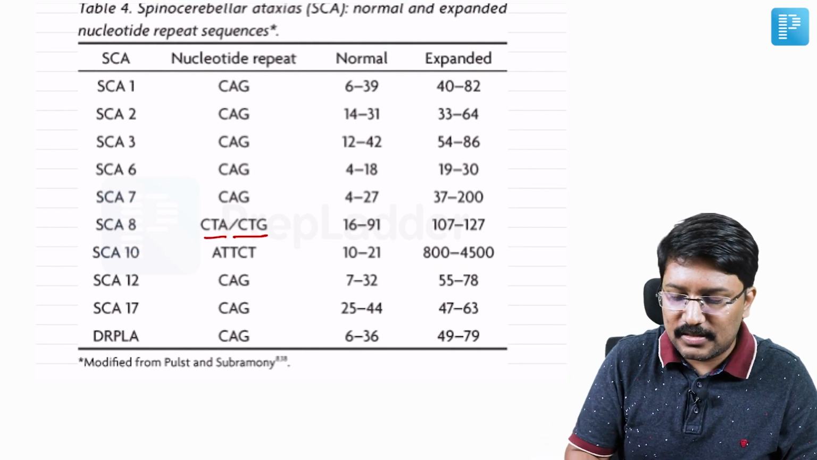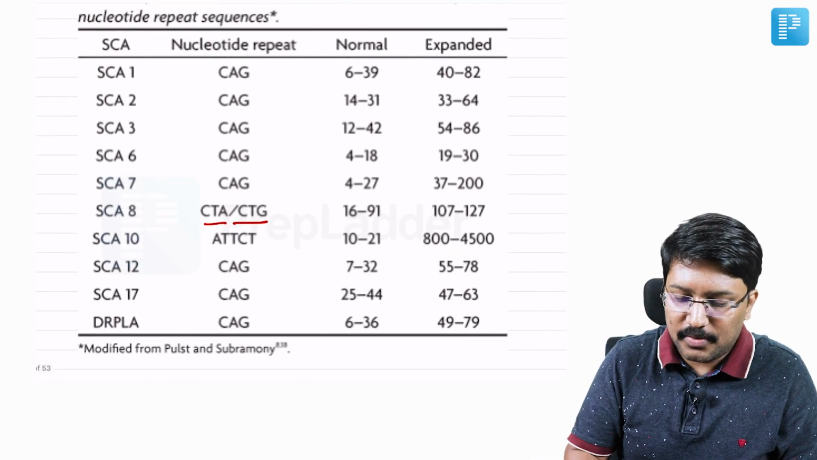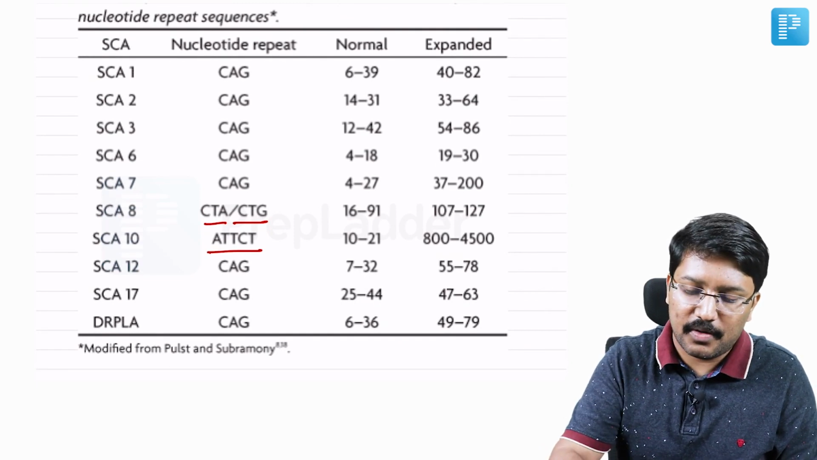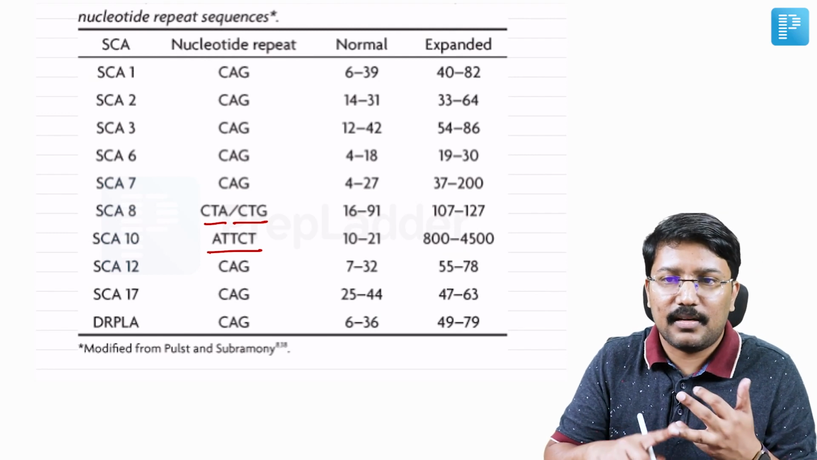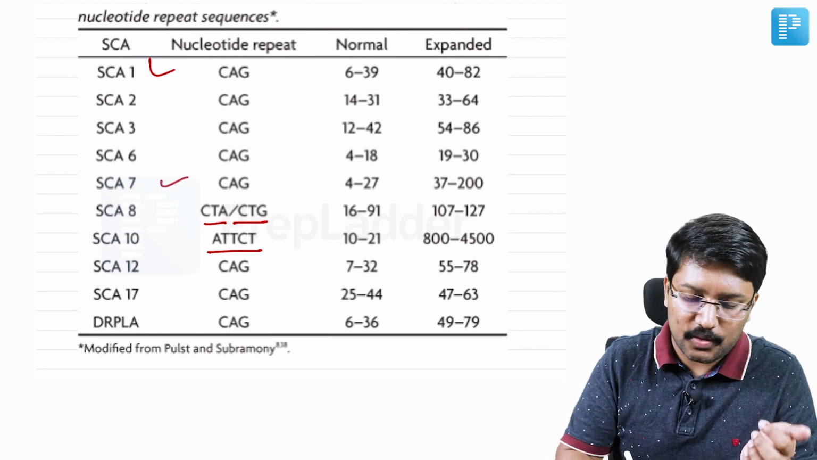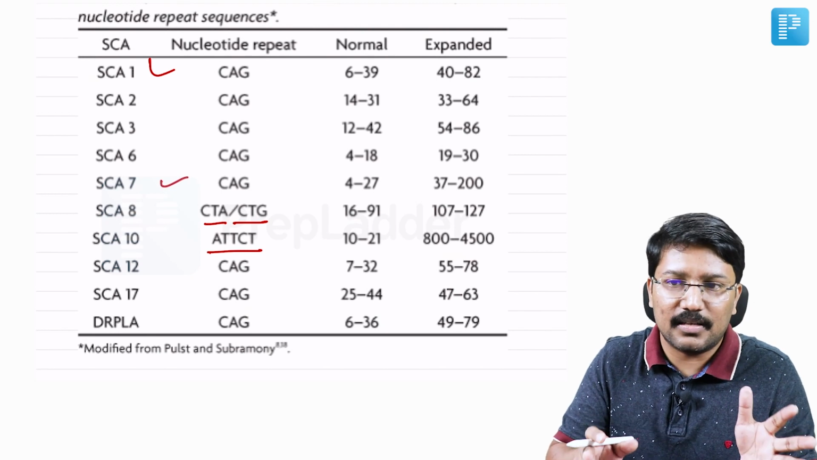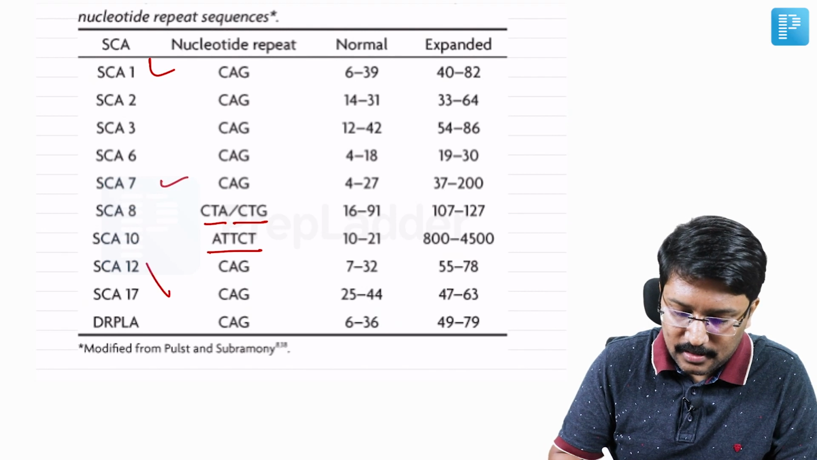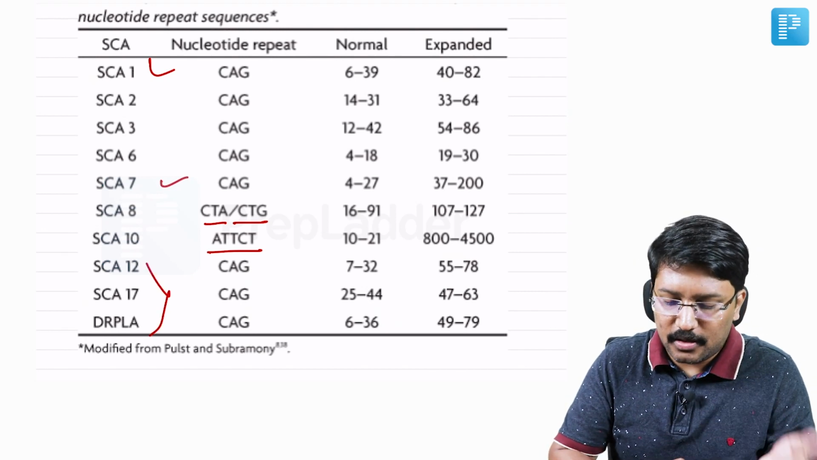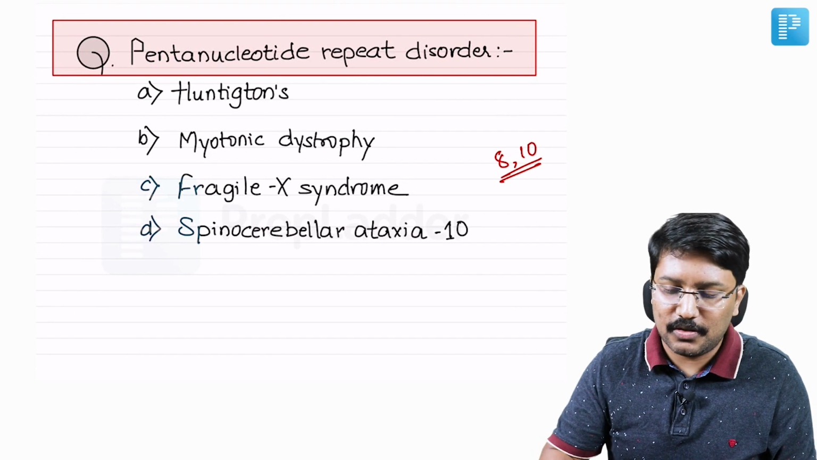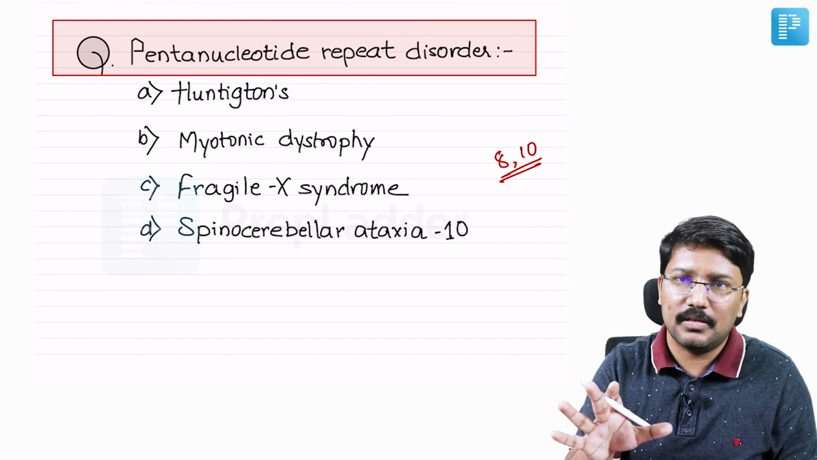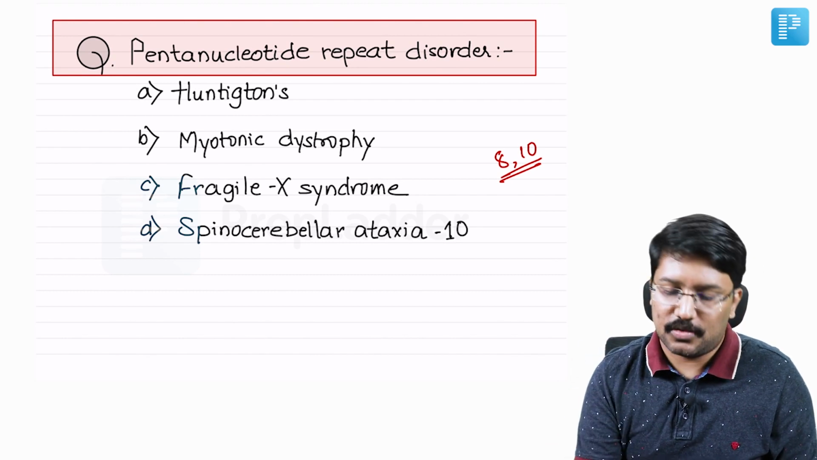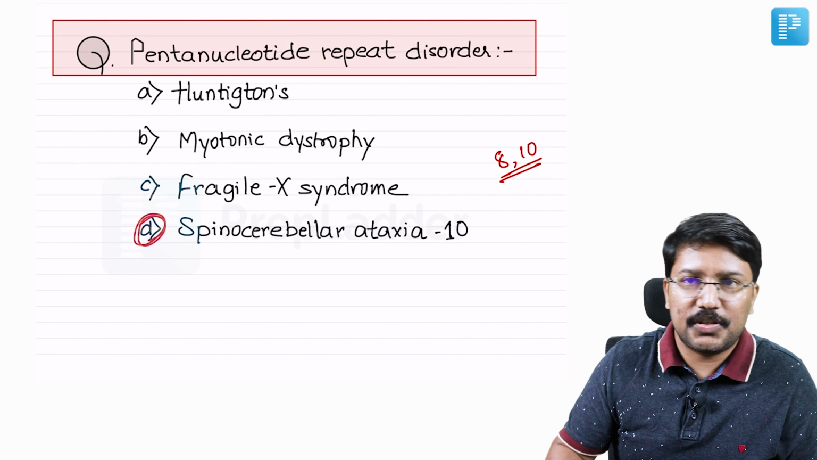8 is a CTG or a CTA repeat disorder, and spinocerebellar ataxia 10, you can remember ATTCT times 5, so it is a pentanucleotide. All of them, rest of them are trinucleotide, right? 1 to 7 are trinucleotide, 8 is also trinucleotide, but it is not a CAG, it is a CTA or CTG repeat disorder, and then rest of them again are like the spinocerebellar 12 and 17, they are also CAG repeat disorders, right? So if you remember 8 and 10 as an exception, that kind of serves the purpose, right? And 10 is specifically pentanucleotide repeat disorder. So the right answer here is option D, right?